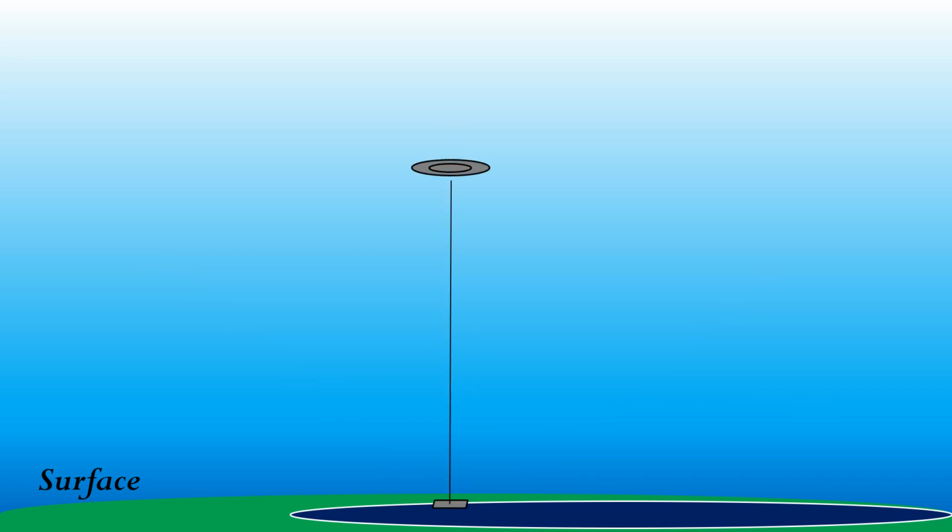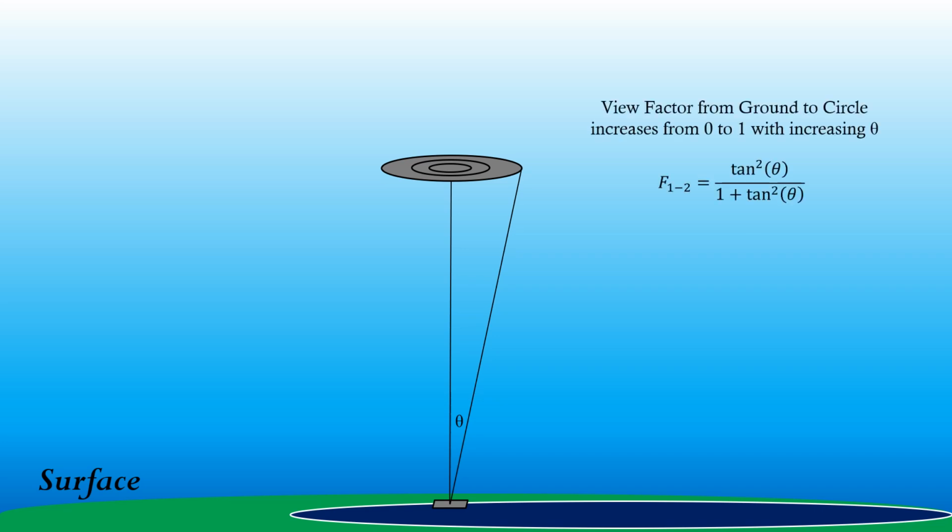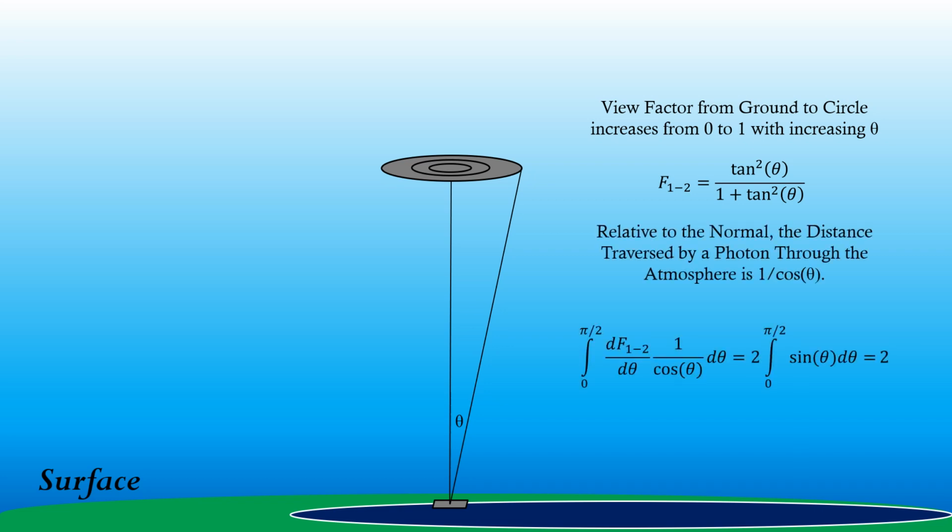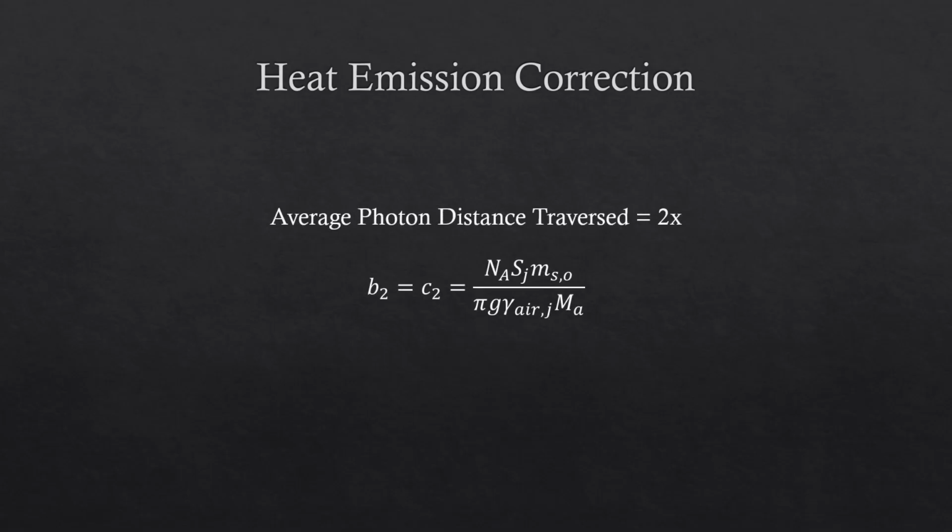The concentric circles show the increase in the view factor from a differential area at the surface with theta. The view factor equation is given by f sub 1 dash 2. Multiplying by the path length 1 over cosine theta and integrating yields an average photon path length of 2. This means the average path length of a photon is twice the vertical distance through the atmosphere.